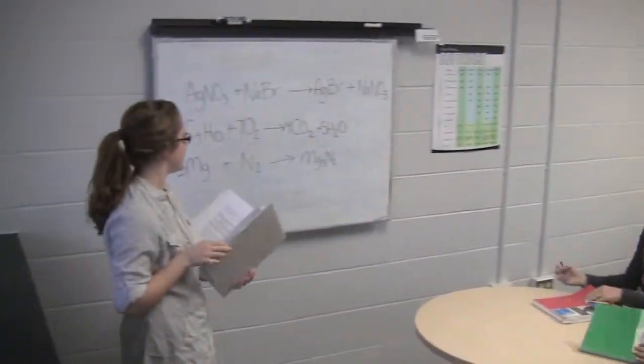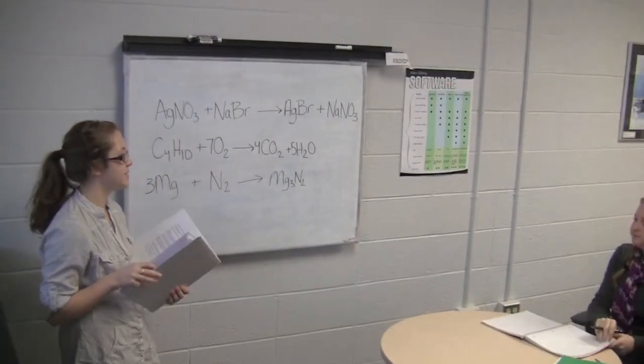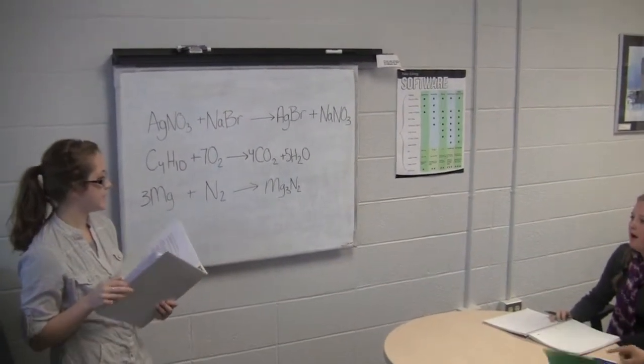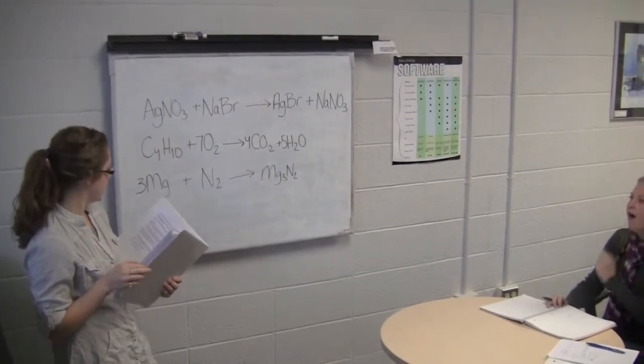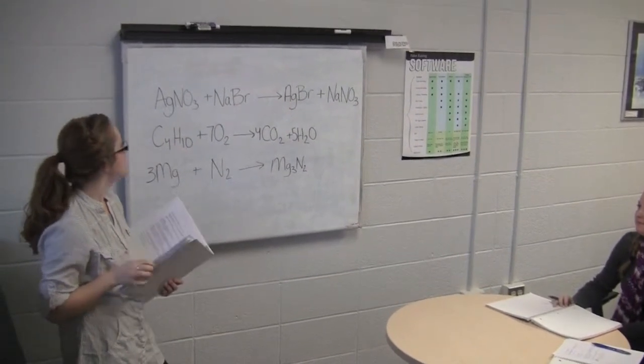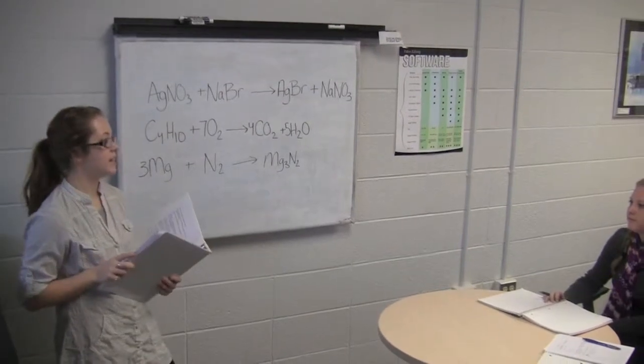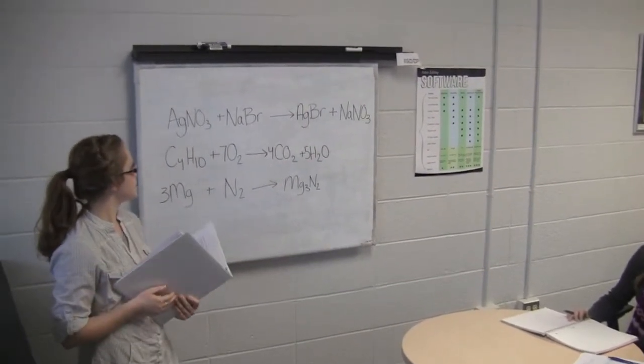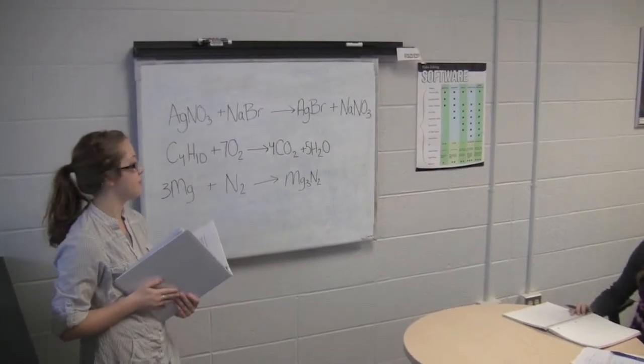Hi class, today I'm going to be teaching you about 6 different types of chemical reactions. They are double replacement, synthesis, acid-base, combustion, decomposition, and redox. But we're only going to be learning about 3 today, so I've written 3 on the board. There are redox, combustion, and double replacement, so can you tell me which one is which?